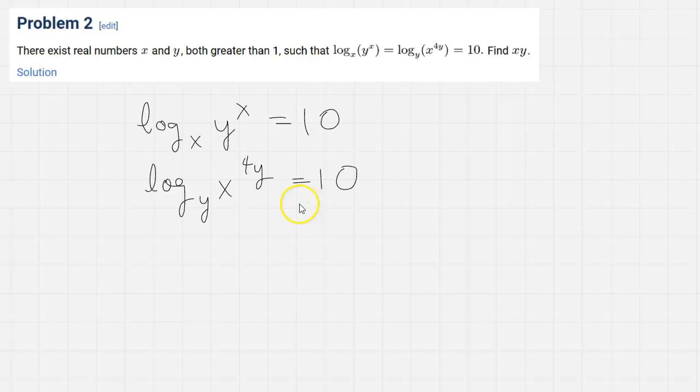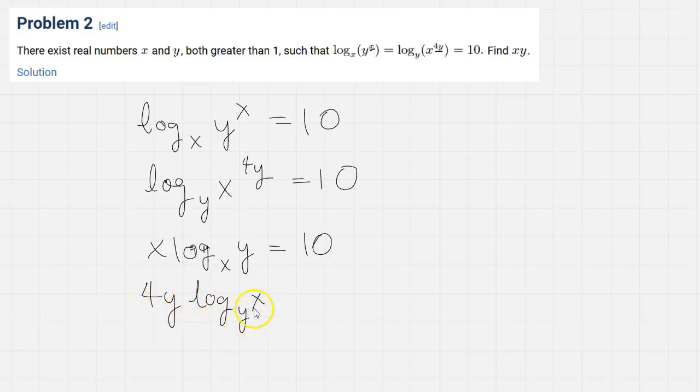Now what do we notice over here? We notice that there's an exponent here and an exponent here, and one of the most basic log properties is that you can just take them out. So you can put that out in front. So instead of the first equation, we can replace that with, sorry, x log base x of y equals 10. And then same thing over here. Now the exponent is 4y, so you just pull that out in front. And now we've got 4y log base y of x. This is also equal to 10.